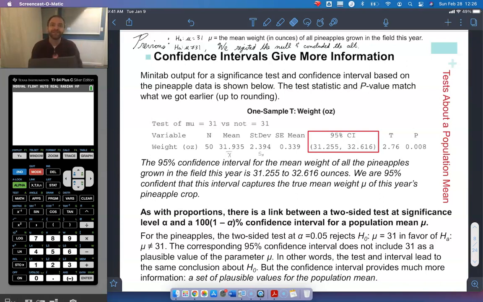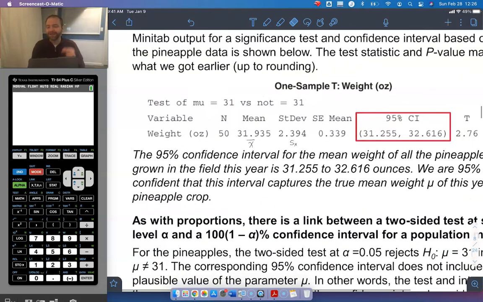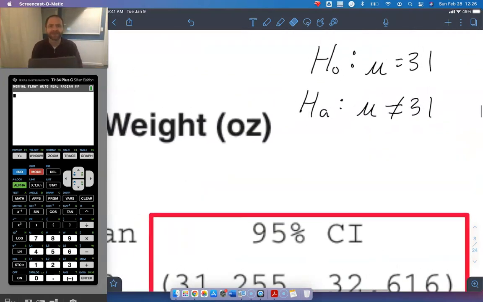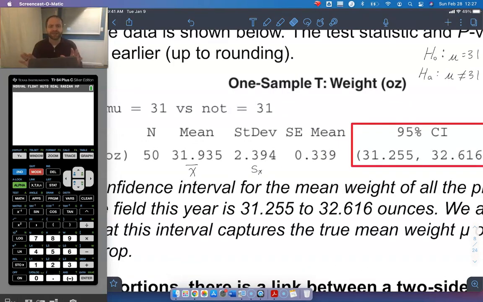So we have this same Minitab output. A couple things to be aware of as we go through this is take a look at the heading. It says this Minitab output is looking at a test of mu equals 31 versus mu not equals 31. To me, just think about that. That looks like our alternative hypothesis here. And then I have my X bar labeled there. I have my standard deviation labeled there.